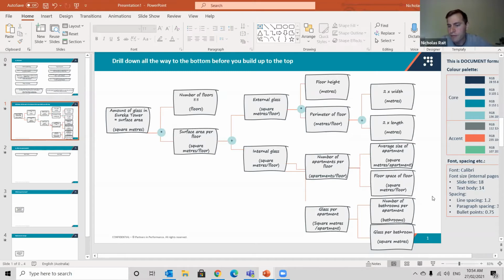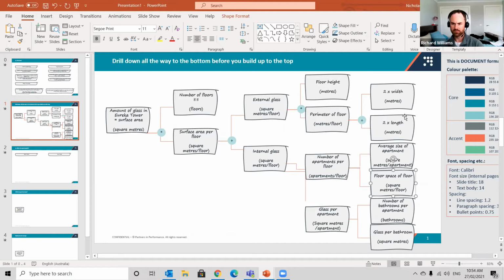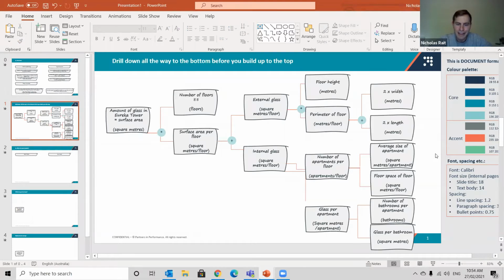Yep. So at this point, I actually think this is a pretty good value driver tree. I'd take your point, floor space of floor, you'll have that once you have length and width, so you'll plug them in. But for the sake of real estate on this slide, I'm not going to draw that. I think that is actually a pretty robust tree.